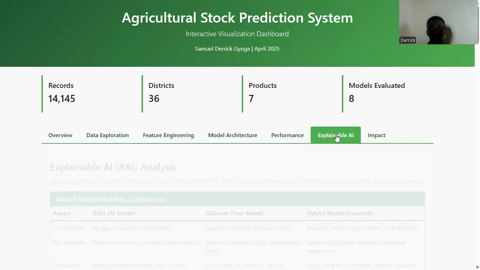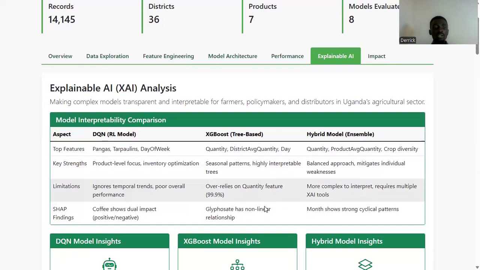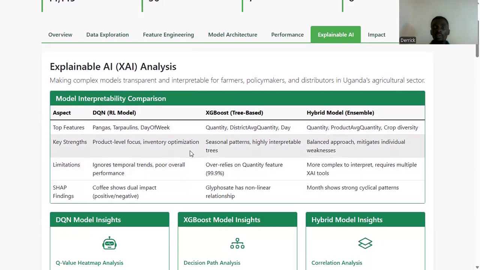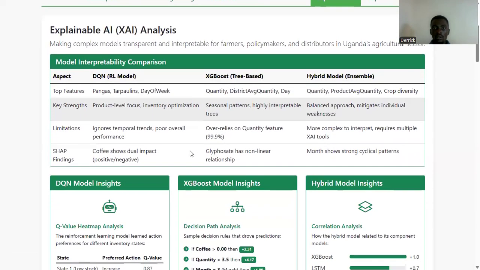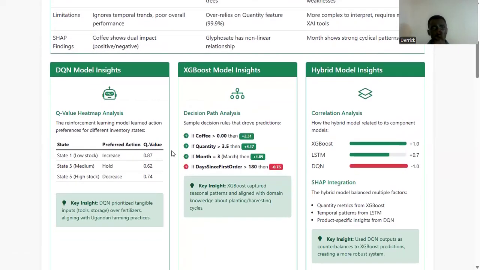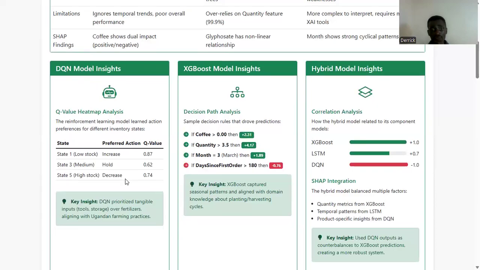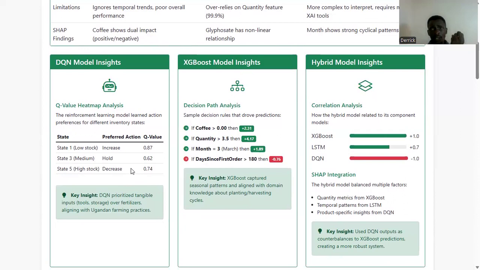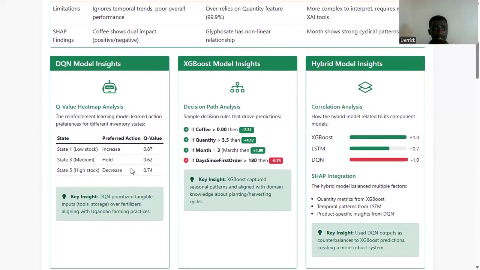Then for the explainability, I already explained what we did: we did a model interpretability comparison, where we compared the various models and came up with insights for each model, looking at the preferred actions and the Q value. For the DQN we tested increase, hold, decrease, selling, do nothing, all those were tested, and realized that it prioritized tangible inputs like tools and storage of fertilizers, aligning with our Ugandan farming practices.